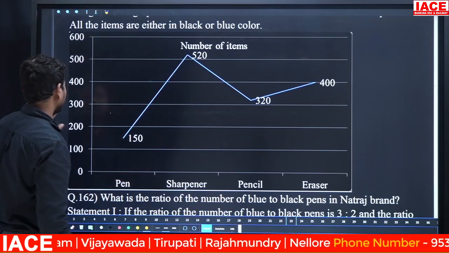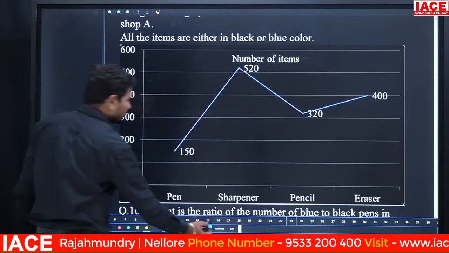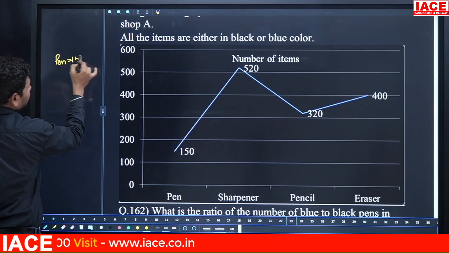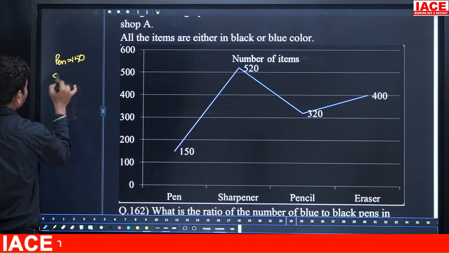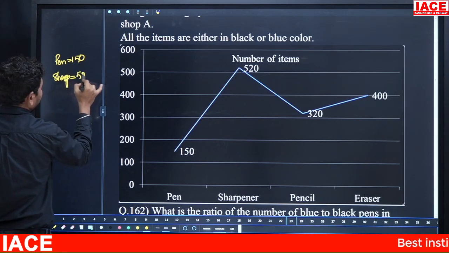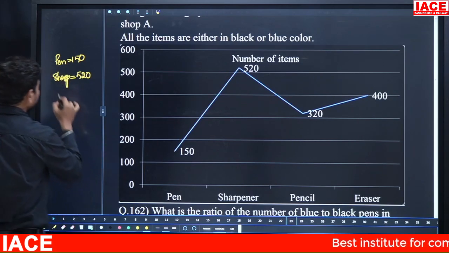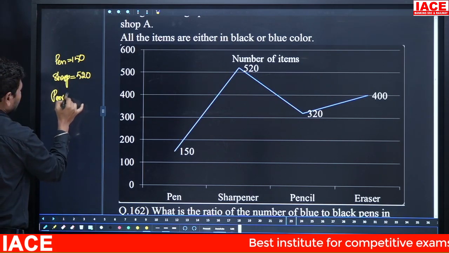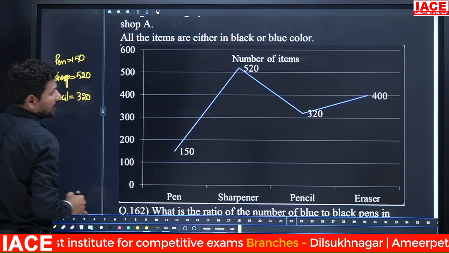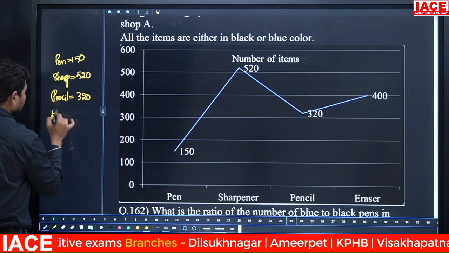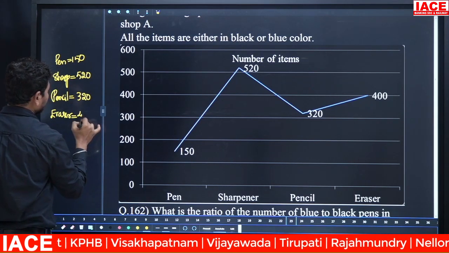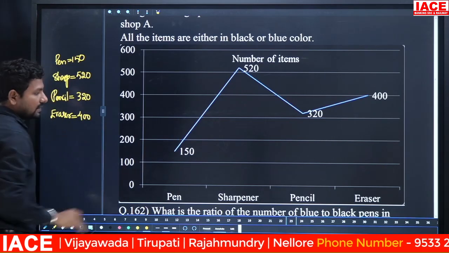We should note these values. Pen: how many pens are there? 150 pens. And sharpener: how many sharpeners are there? 520. And how many pencils are there? 320. And next, eraser. How many erasers are there? 400. Okay. The data is noted.